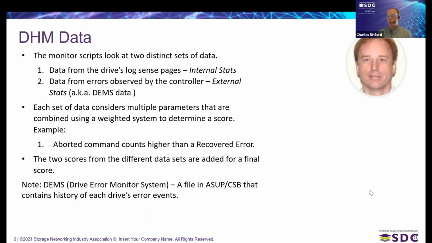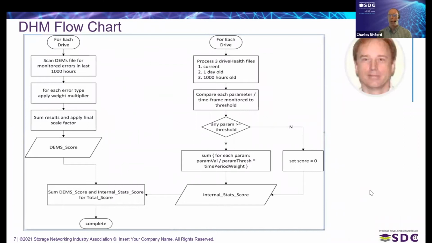Moving on to the next slide, it dives in a little bit and shows more detail of how the algorithm works. Basically, we take the two sides, compute them independently, and then sum the scores. On the left of this flow chart, we're looking at the DEMS, or what I call the external errors: recovered errors, medium errors, IO timeouts, that sort of thing. We apply the weight to each, sum up the results, and that comes up with the DEMS score. We're looking back over the last 1,000 hours or so of the drive, at how many of those types of errors it has accumulated.